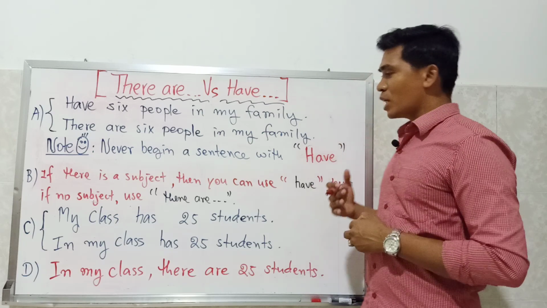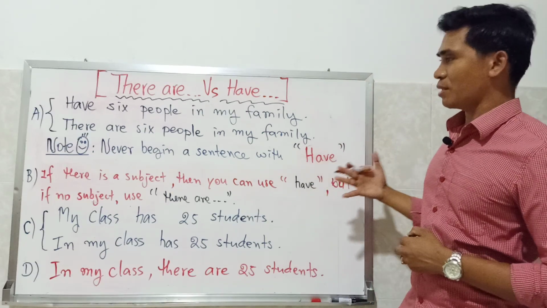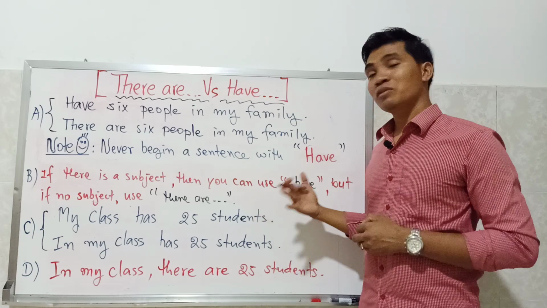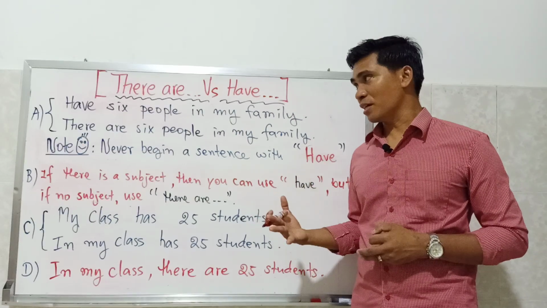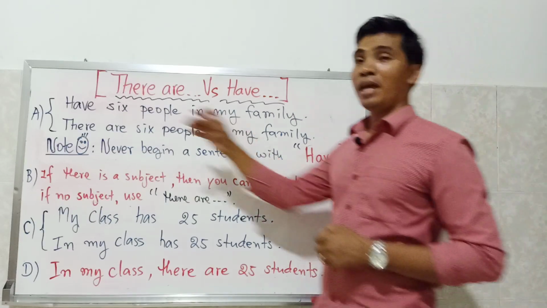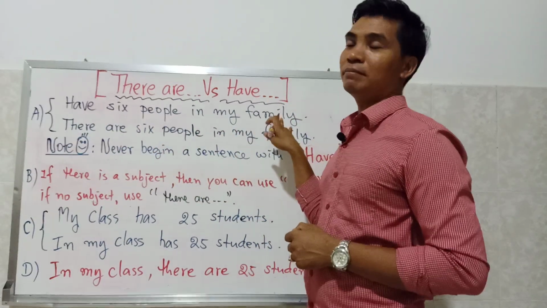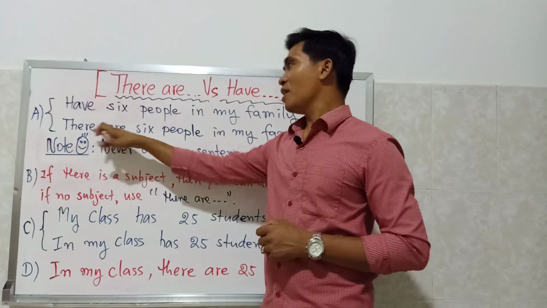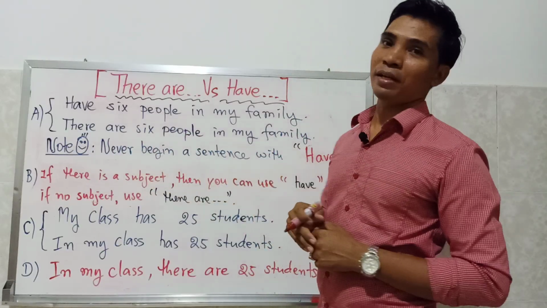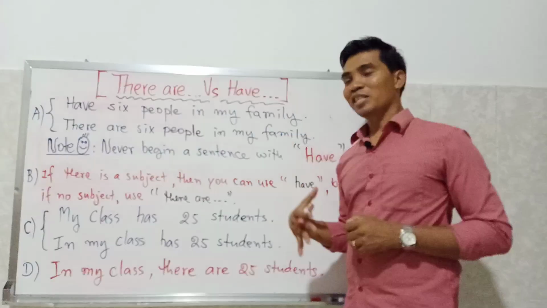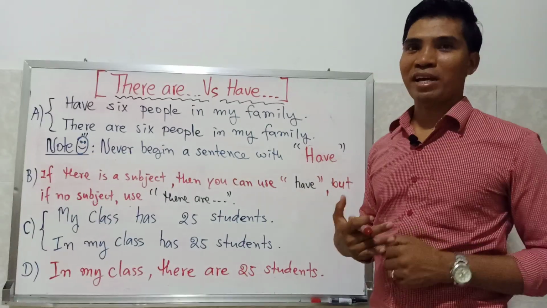Okay, so I have some sentences here on the whiteboard. Let's read and analyze together. In A, "Have 6 people in my family." And one more, "There are 6 people in my family." Within these two sentences, which one is correct?